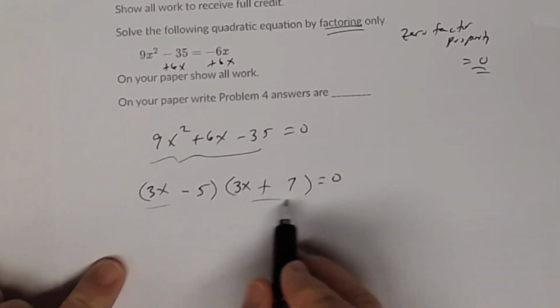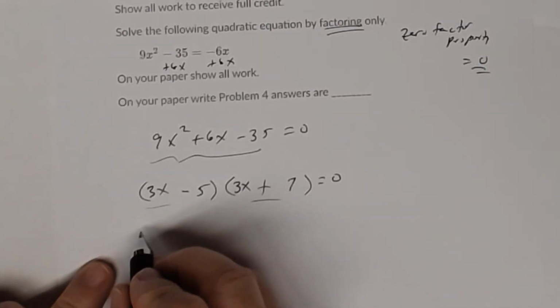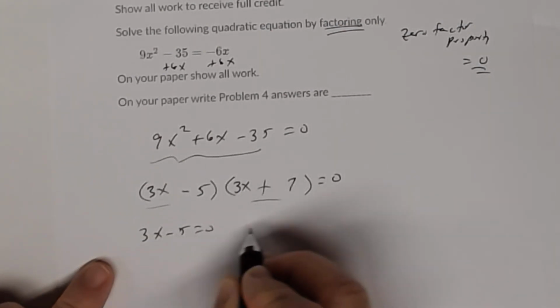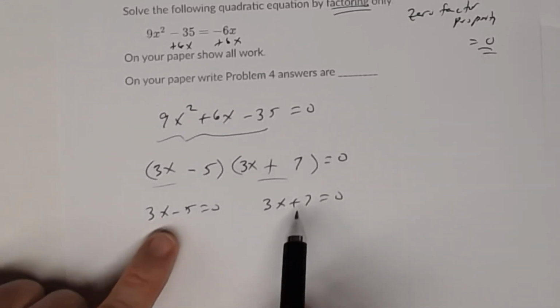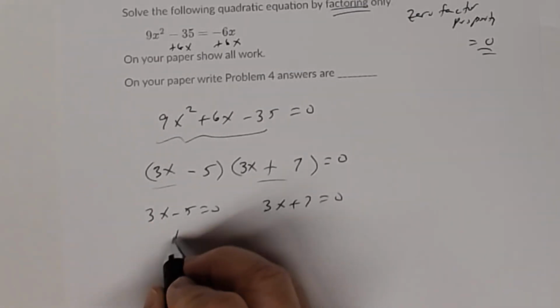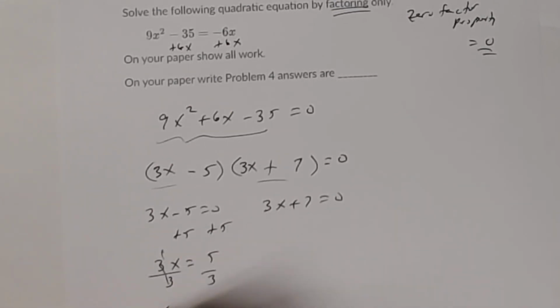And now we're going to set each of those factors equal to 0 because we're using the zero factor property. So 3x minus 5 equals 0. 3x plus 7 equals 0. And then the next step is to solve each of those linear equations. So we're going to add 5 to both sides. So I get 3x equals 5. Divide both sides by 3. I get x to be 5/3.